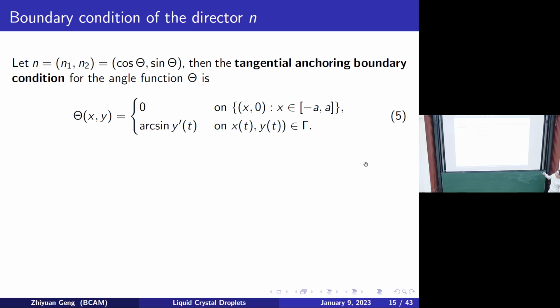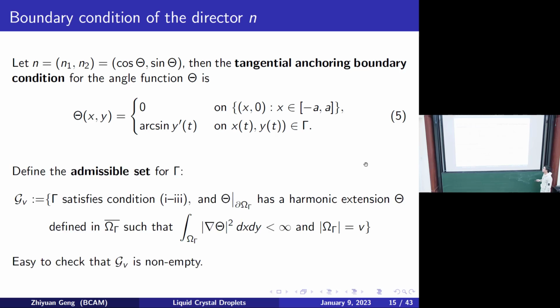Sorry, I forgot to mention that because we consider a two-dimensional unit vector, we can lift it as a function of an angle function theta. And the Dirichlet energy of n is just given by the Dirichlet energy of theta. In the case that n is in H1, this lift to the angle function is valid.